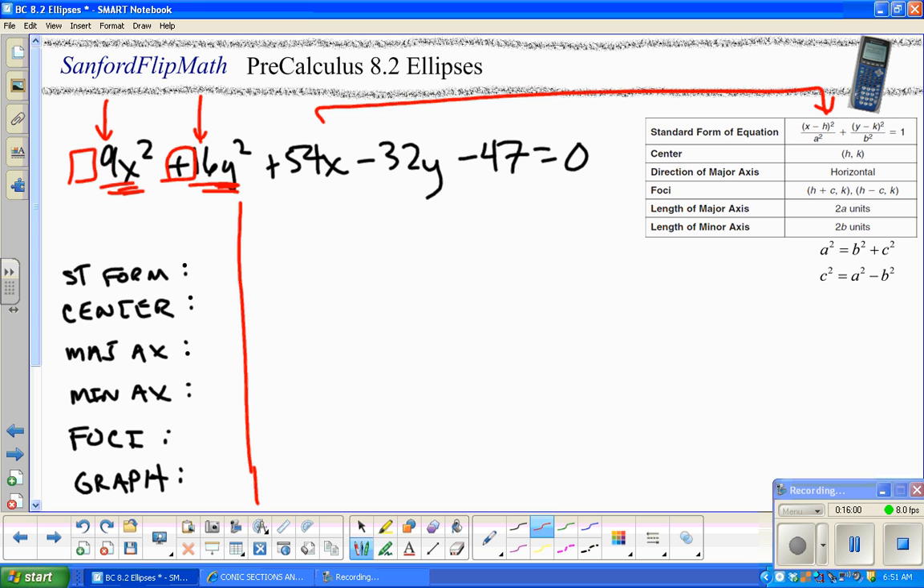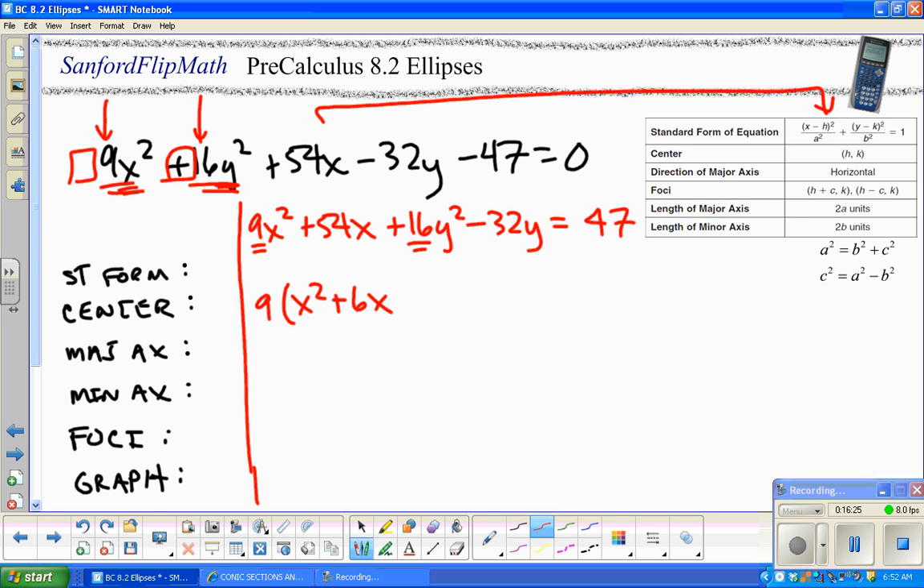Okay, so let's get the x's together and the y's together. I would leave space, but I know I'm going to have another step in here anyway. And I'll go ahead and put that 47 on the other side by adding it to both sides. Remember, just like with the parabolas, if there's a number in front of the x squared, it has to be factored out. This is where I'm going to leave some space.